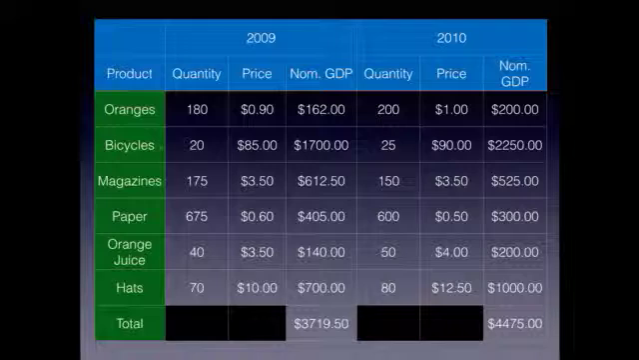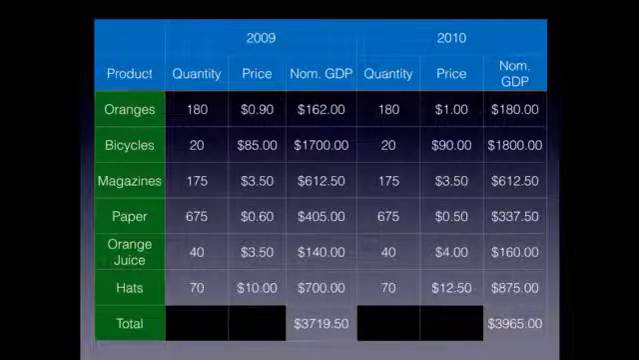Same amount of bicycles are produced in 2009 and 2010, magazines, etc. So what we have is a stagnant economy, that we're producing the same level of output in 2010 versus 2009, and then take a look and keeping the prices the same as they existed in 2010 and see what type of picture that gives us. So doing that, as you can see, all I did was switch the quantities, or made the quantities the same. So the same amount of oranges are produced in 2010 and 2009, same amount of bicycles in 2010 and 2009, same amount of magazines, same amount of papers, same amount of orange juice, and the same amount of hats.